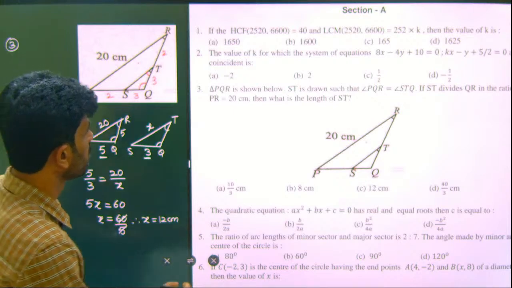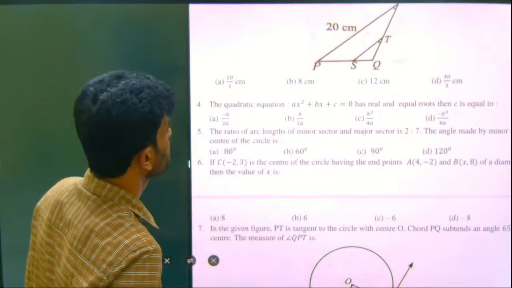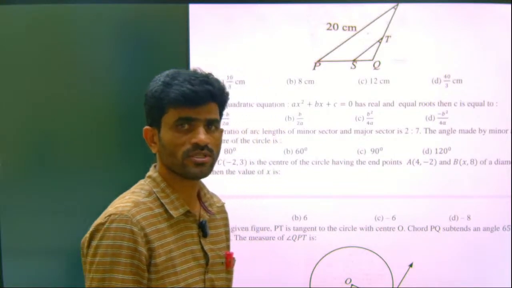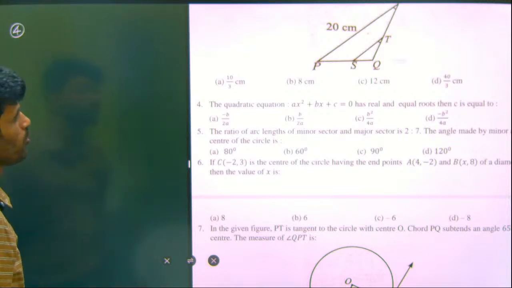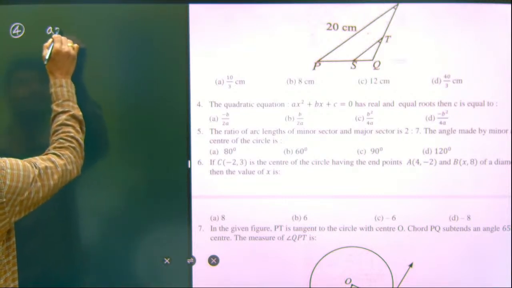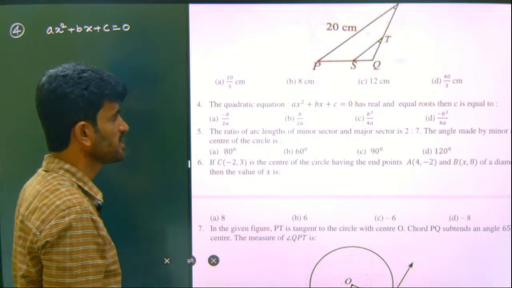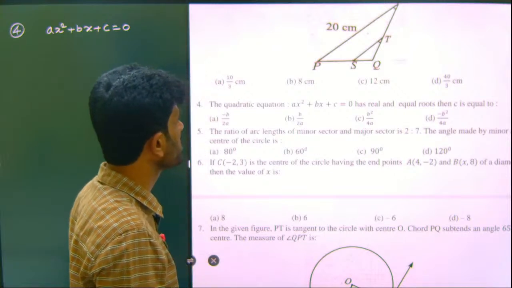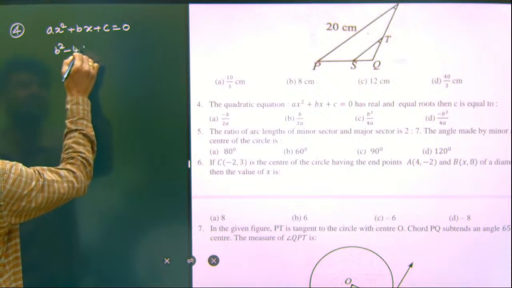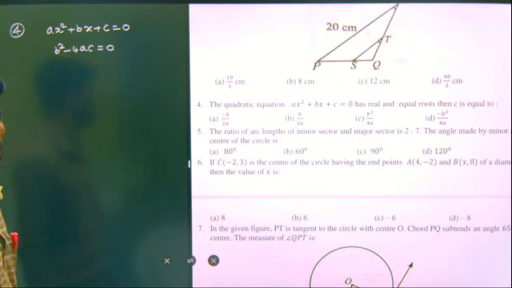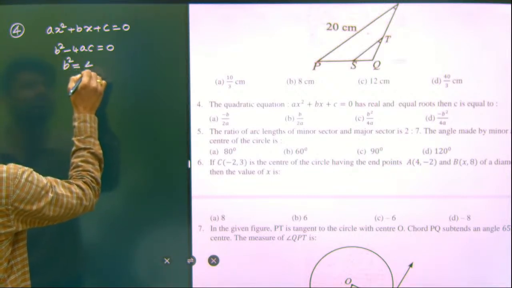Next question is about quadratic equations. In quadratic equations, they said roots are real and equal. When roots are real and equal, the concept is related to the discriminant. When ax square plus bx plus c is equal to 0 is the quadratic equation and its roots are real and equal, then we take b square minus 4ac is equal to 0. That is the condition. From this we can write b square is equal to 4ac.